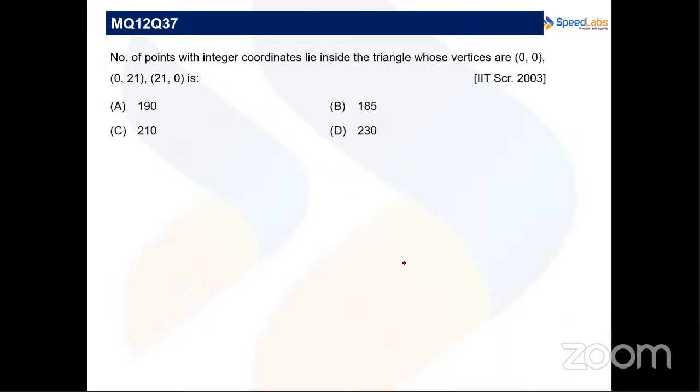Again, 30-second time. The question is: the number of points with integer coordinates that lie inside the triangle whose vertices are (0, 0), (0, 21), and (21, 0).